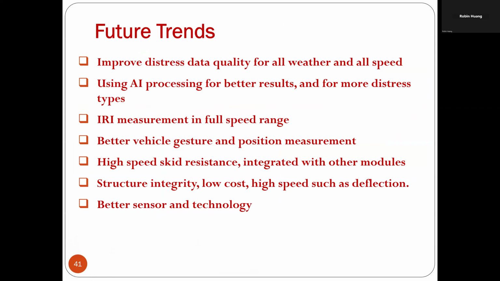Future trends: improve the data quality, use AI, like I said, IR measurement for speed range, and also some better things with the DOT need.